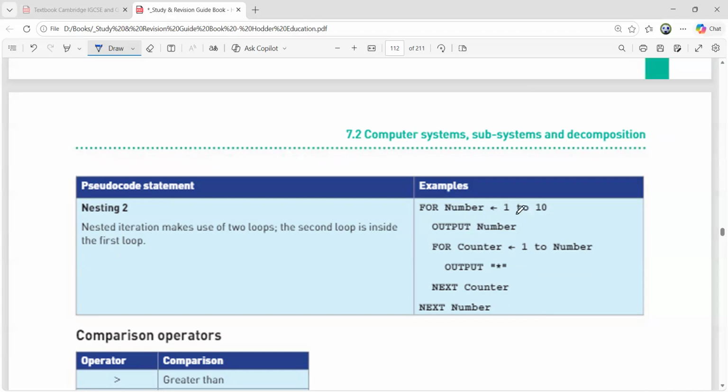For number assignment operator 1 to 10, output number. For count equals 1 to number, output asterisk, next counter. So you can see here, nested iteration is making use of two loops. The second loop is inside the first loop. Again, you can see this is your next counter, and this is your next number. So by the way, just a very quick recap: which loop will be executed more, the inner loop or the outer loop?